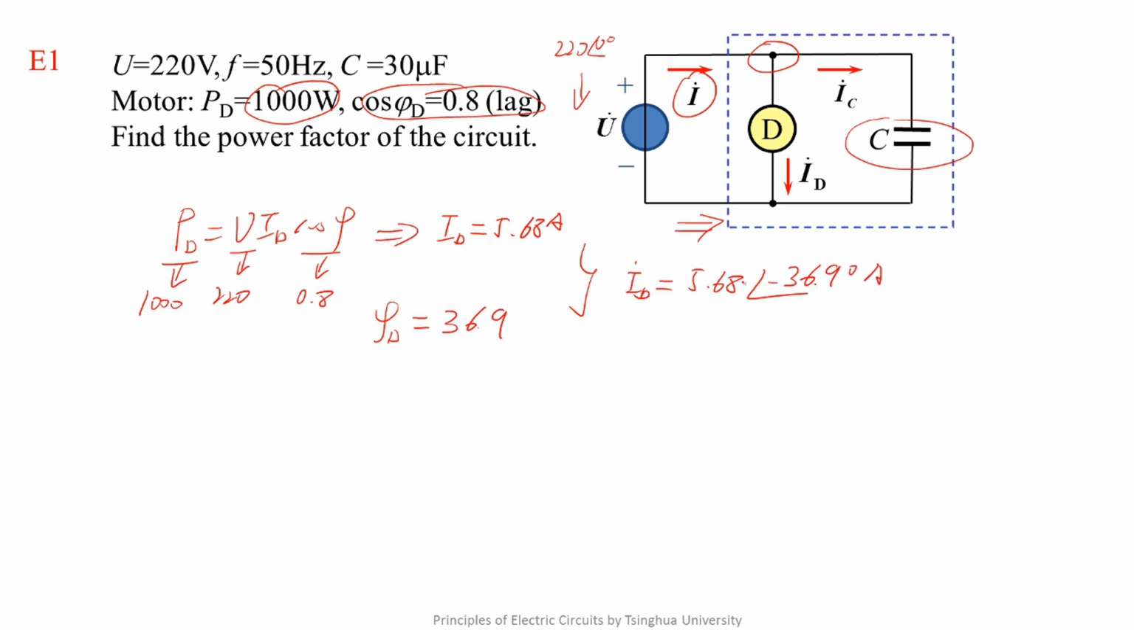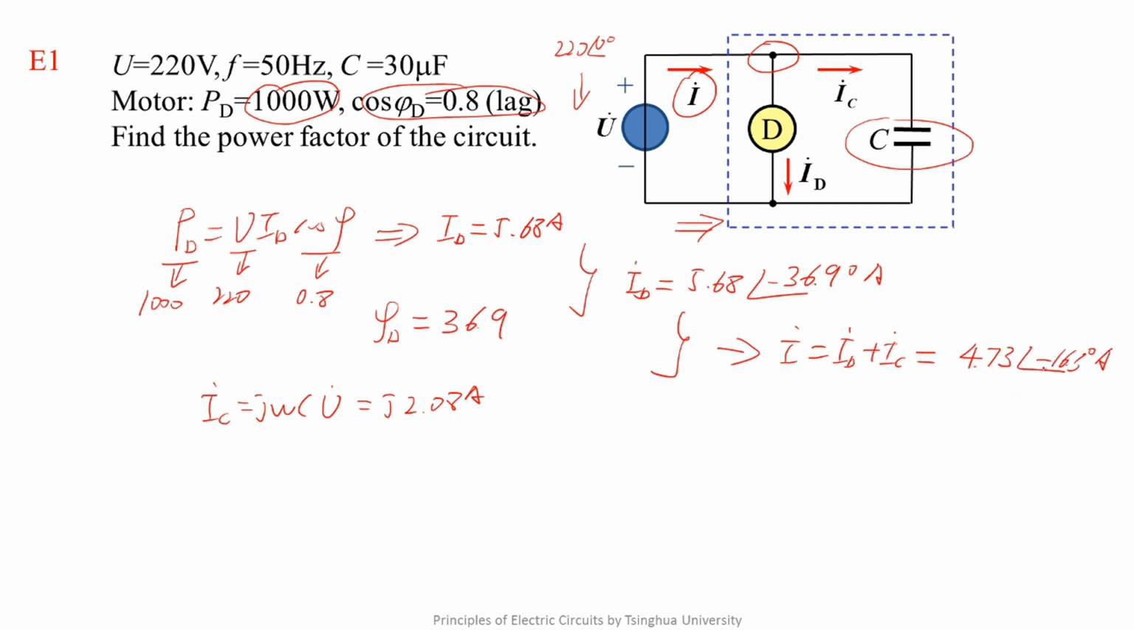The minus sign here is because we assume that the voltage angle is 0. So only the current of minus 36.9 can ensure that the voltage leads current by 36.9. That means the current lags voltage. For the capacitor, we only need to apply Ohm's law. That is, we can use KCL to get it. So we know that the initial phase angle of the main branch current is minus 16.3 degrees. So the power factor of the whole circuit is... Then we finish the solution of the problem.